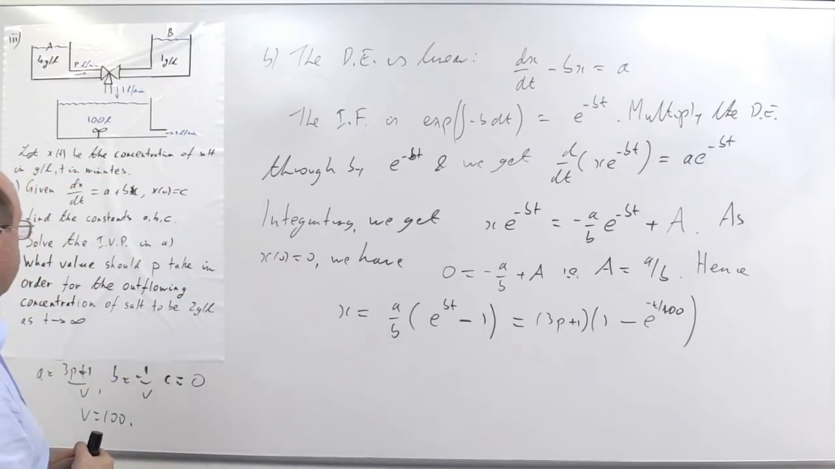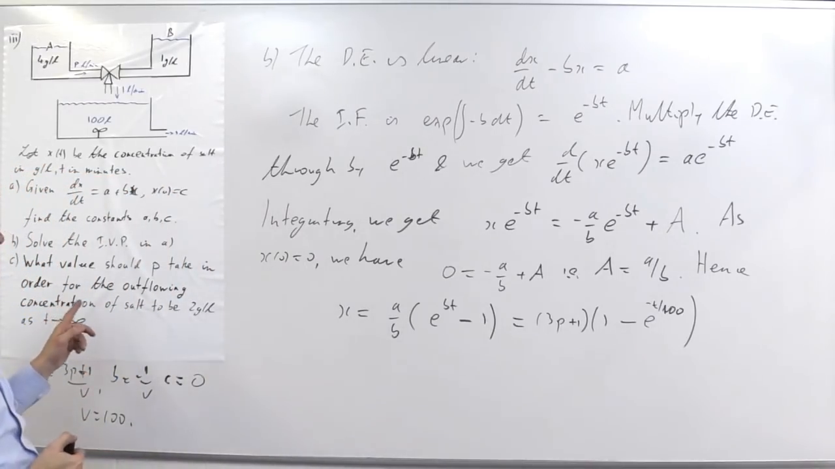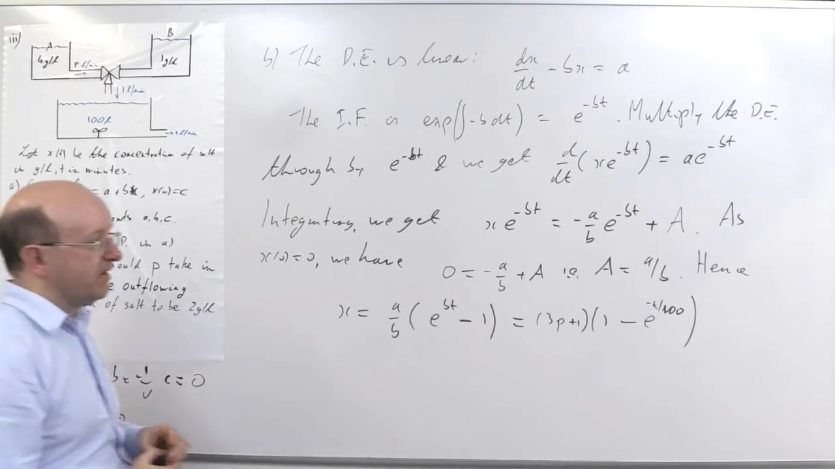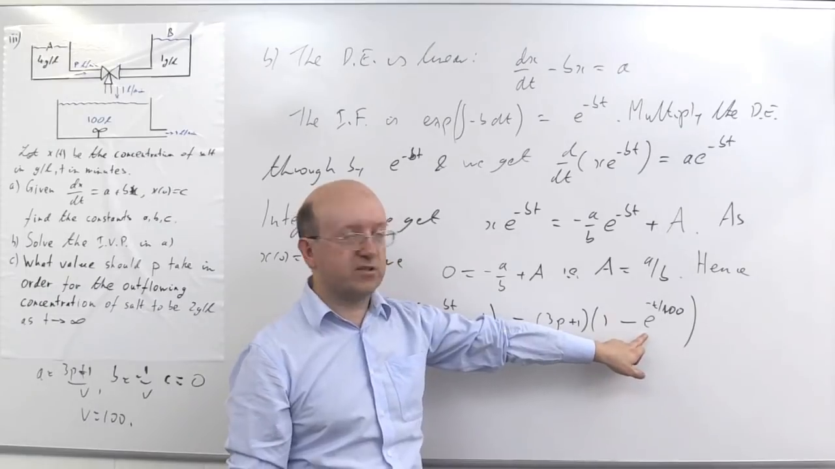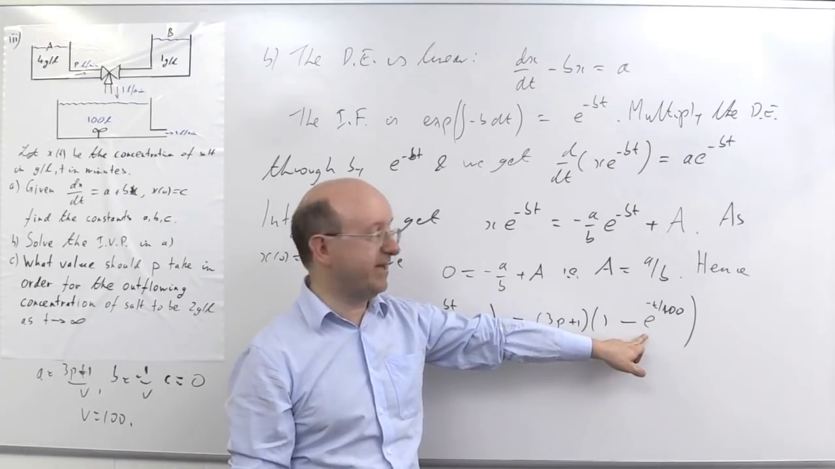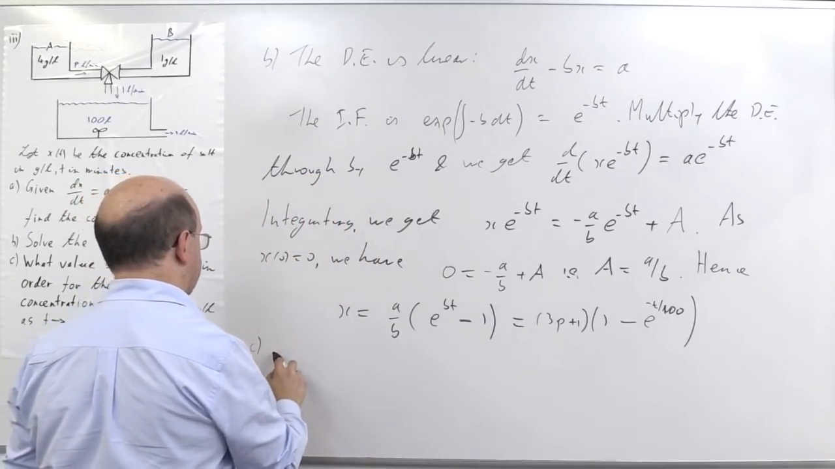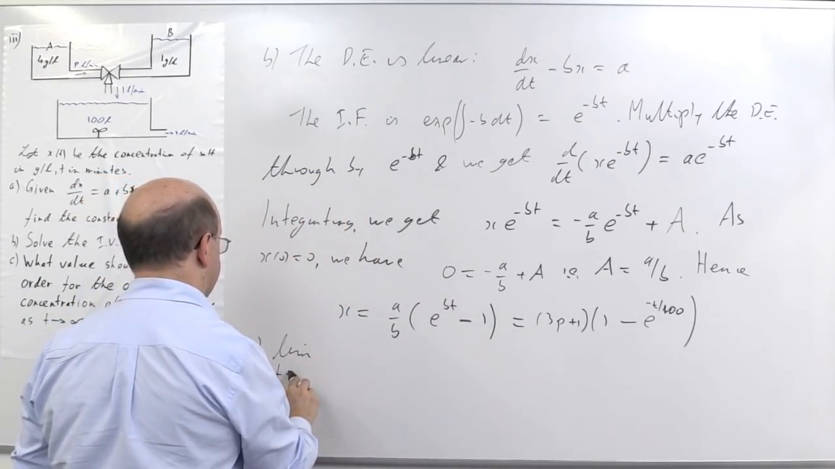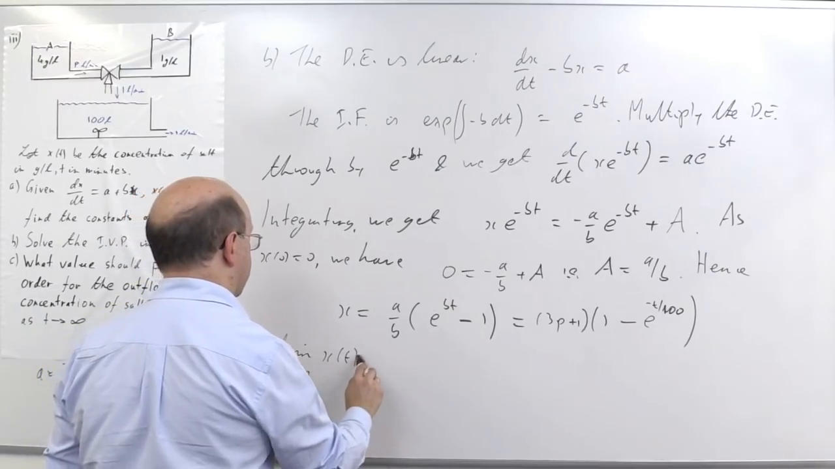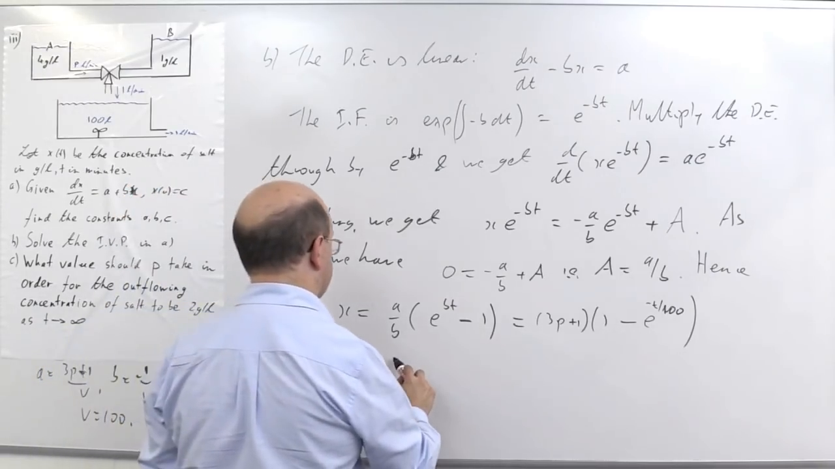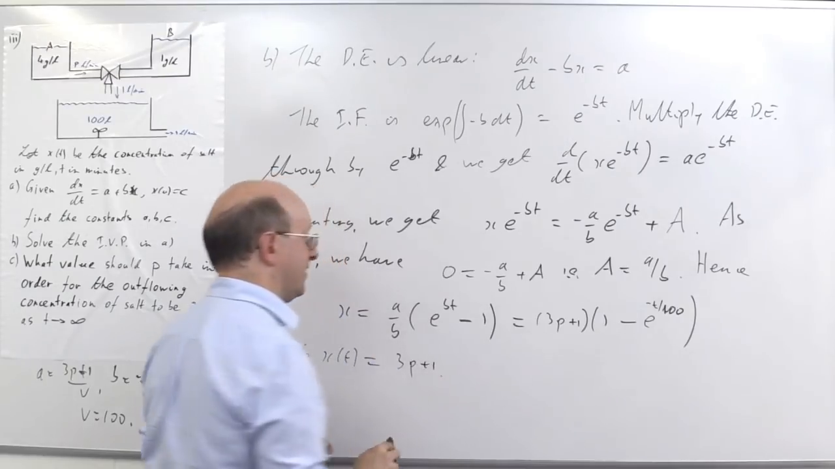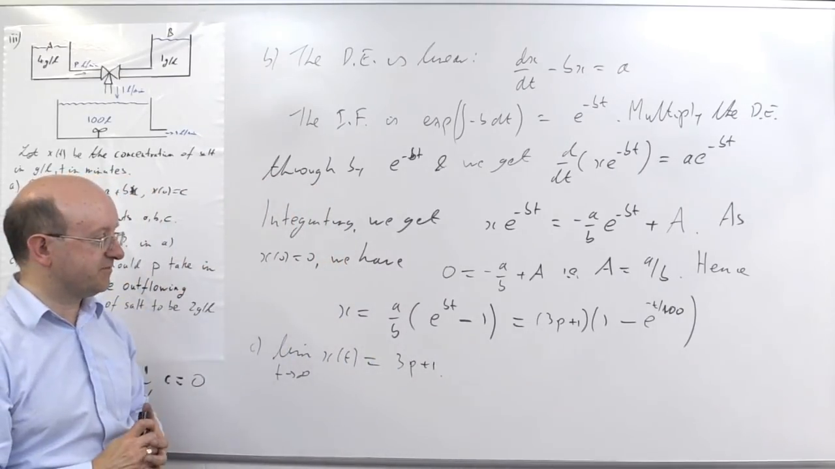Now we've got room to do C here, possibly just. Well, the last part says, what value should P take in order for the outflowing concentration of salt to be 2 grams per litre as T goes to infinity? Well, as T goes to infinity, this term, e to the minus t over 100, will disappear, so we'll just be left with 3p plus 1. So the limit as t goes to infinity, x of t, is just 3p plus 1, because the exponential term disappears.